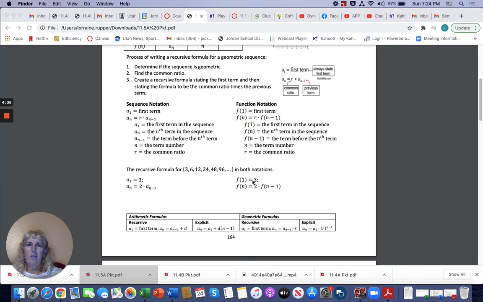Here, f of 1 equals 3. It tells you where to start. And then your formula, f of n equals 2 times f of n minus 1, which means 2 times the previous term. That's why it's n minus 1.